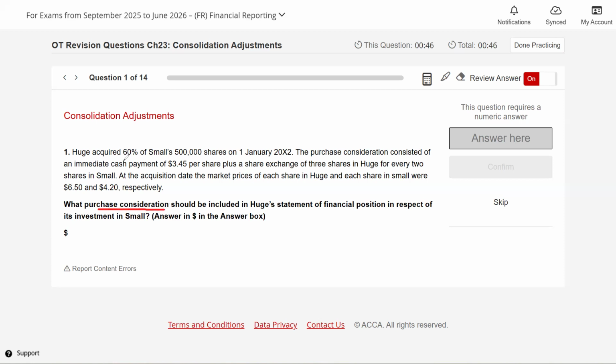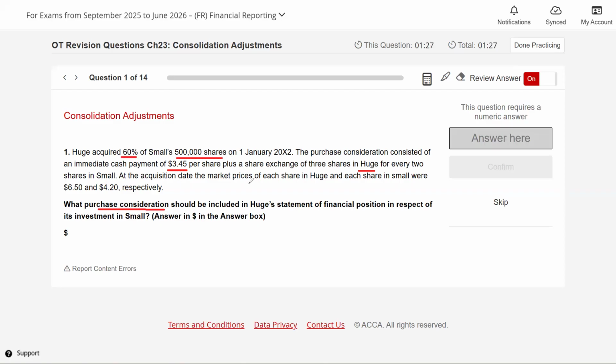Huge acquired 60% of Small's 500,000 shares. The purchase consideration consisted of an immediate cash payment of 3.45 dollars per share that have been acquired. So 500,000 times 60% would be 300,000. So 300,000 multiplied by 3.45 is the immediate cash, plus a share exchange of 3 shares in Huge. So they will get 3 shares for every 2 shares in Small.